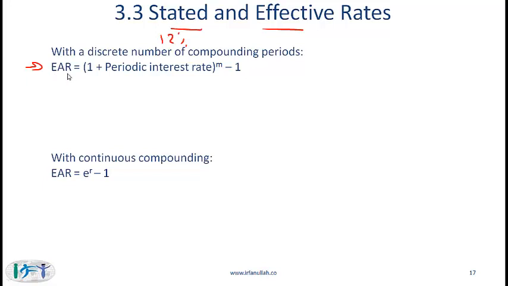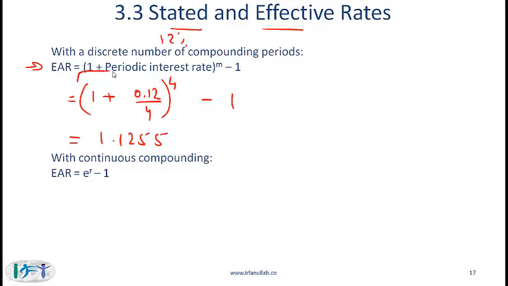The effective annual rate is equal to 1 plus the period rate. Let's say that we are doing quarterly compounding. Then the periodic interest rate is equal to 12%, which is 0.12, divided by 4. So that would mean that the periodic rate is 0.03 or 3%. We raise this to the power of m, that's the number of periods in a year. If we have quarterly compounding, that would be 4, and then minus 1.